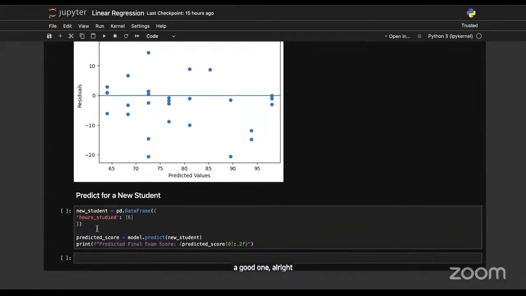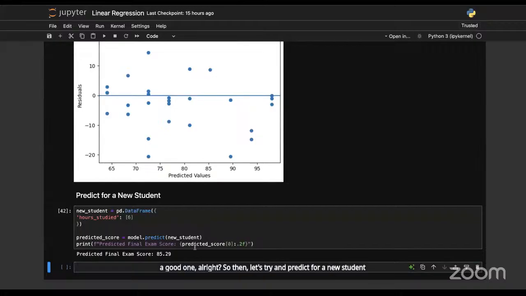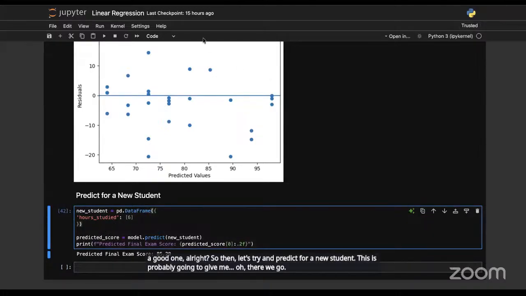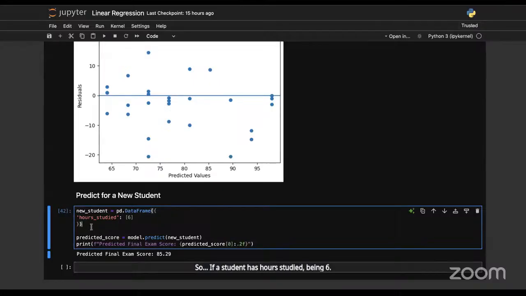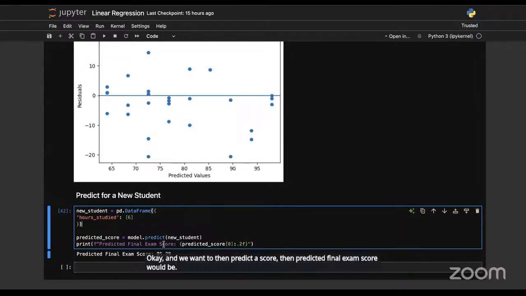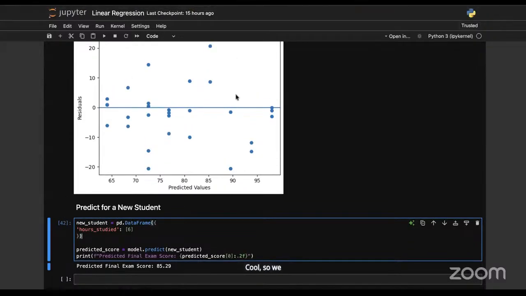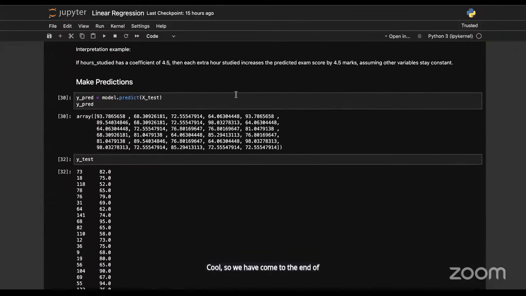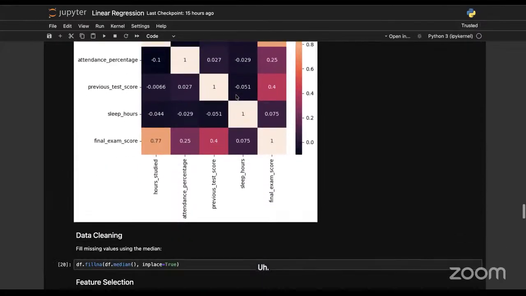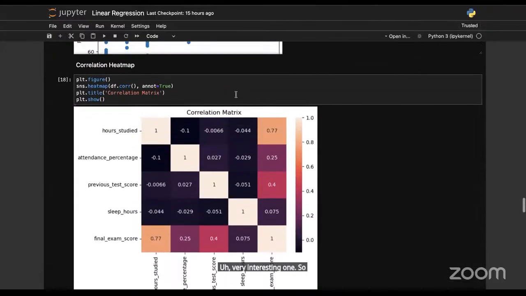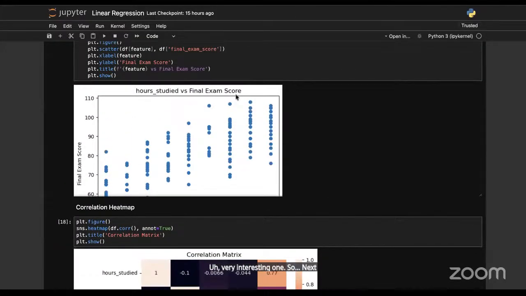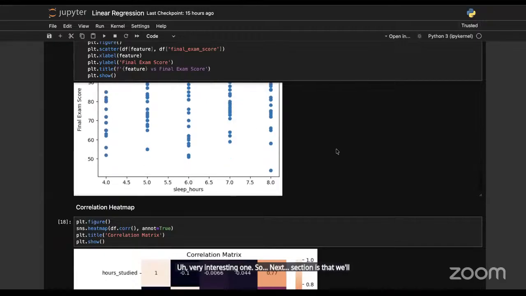All right. So then let's try and predict for a new student. If a student has hours studied being 6, and we want to predict a score, then the predicted final exam score would be 85.29. Cool. So we have come to the end of our simple linear regression. A very interesting one. Next, we'll be going into our multiple linear regression.